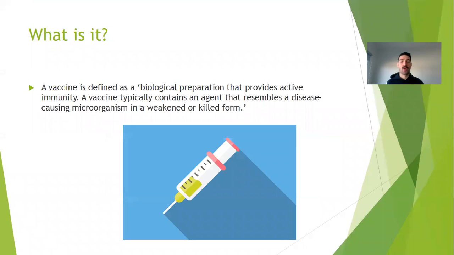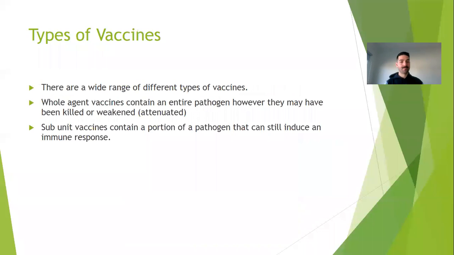So a vaccine is just a biological preparation that provides active immunity. A vaccine typically contains an agent that resembles a disease-causing mechanism in a weakened or killed form. So it's a bit of a complex definition. If we break it down, it's a biological preparation, means it's a man-made device, and it provides active immunity. So we know when we use that word active, we're talking about the production of memory cells and more long-term immunity, and it contains part of a disease-causing microorganism, so a pathogen, in either a weakened or killed form.